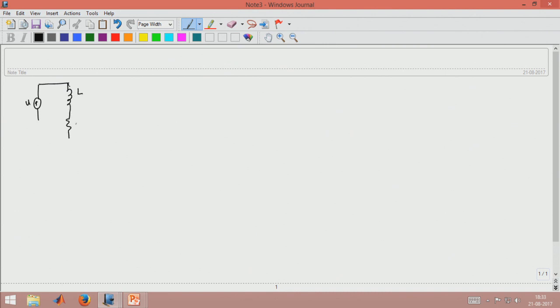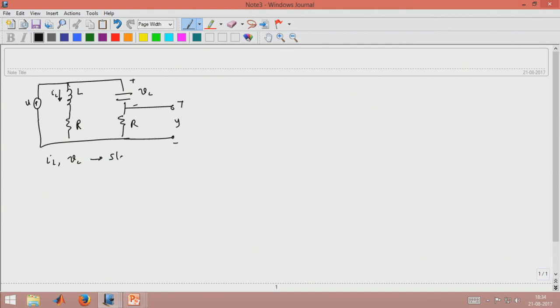L, I have a R, so this is R, this is R. I measure the output as the voltage here, plus minus Y. This is plus minus Vc, and the current here is IL. It is quite natural to choose IL and Vc as the states of the system.